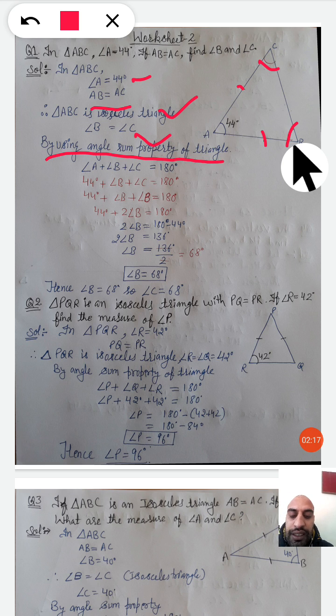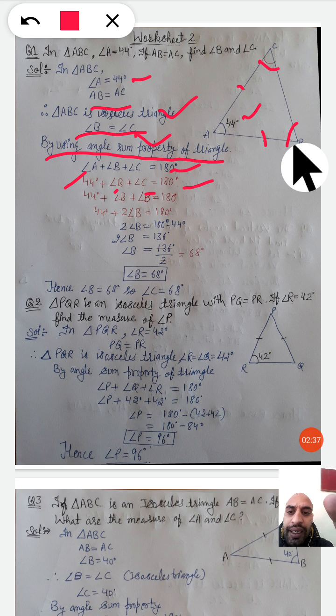After this, by using the angle sum property, as I told you, angle sum property is very important here. It is the sum of three angles, like angle A plus angle B plus angle C. It must be equals to 180 degree. So now angle A already knowing, that is 44. Substitute 44. 44 plus angle B plus C is equals to 180 degree. But one more thing is given in the question. You can see angle B is equals to angle C.